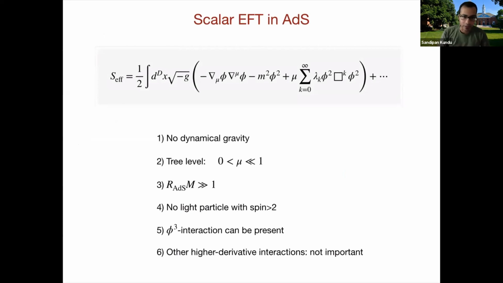Okay, so this is the setup. I'm going to study this very specific scalar effective field theory in AdS. I have this kinetic term. I also have a mass term. And I have all these high derivative interactions. So mu is some overall coupling constant, and then there are these lambda coupling constants. And then I have basically an infinite tower of these high derivative interactions.